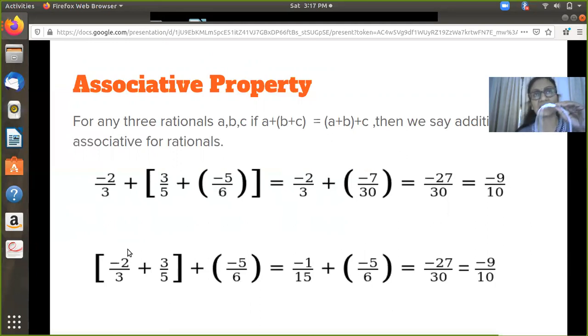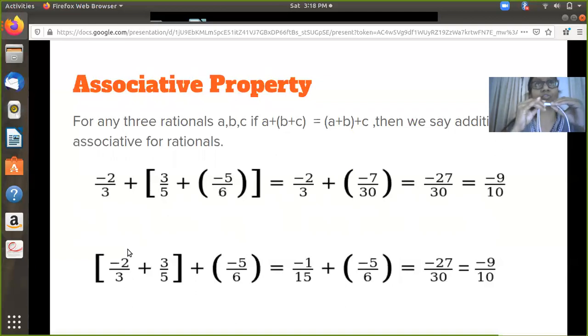So for any three rationals, say A, B, and C, if this condition of grouping B and C together first and then adding the sum to A is equal to grouping A and B first together and adding their sum to C. In other words, when I take it as A plus (B plus C), or I take it as (A plus B) plus C, then we say that the addition becomes associative for rationals if the results on the LHS and the RHS remain the same. So this can be verified.